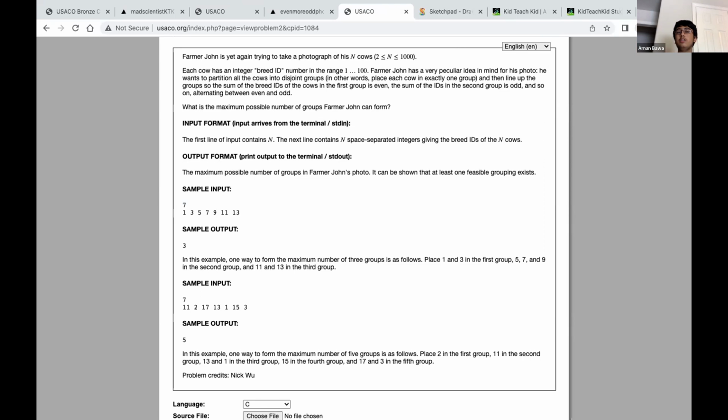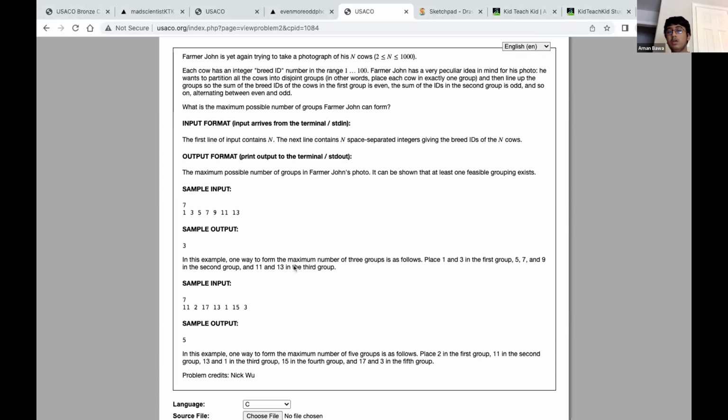So we want to find what is the maximum possible number of cows or groups that Farmer John can form. All right, so in this problem, we're also going to use a greedy algorithm, and let me explain how. The first thing that we can observe here is that we only care about whether the IDs are even or odd. We don't exactly care about what they are, right?